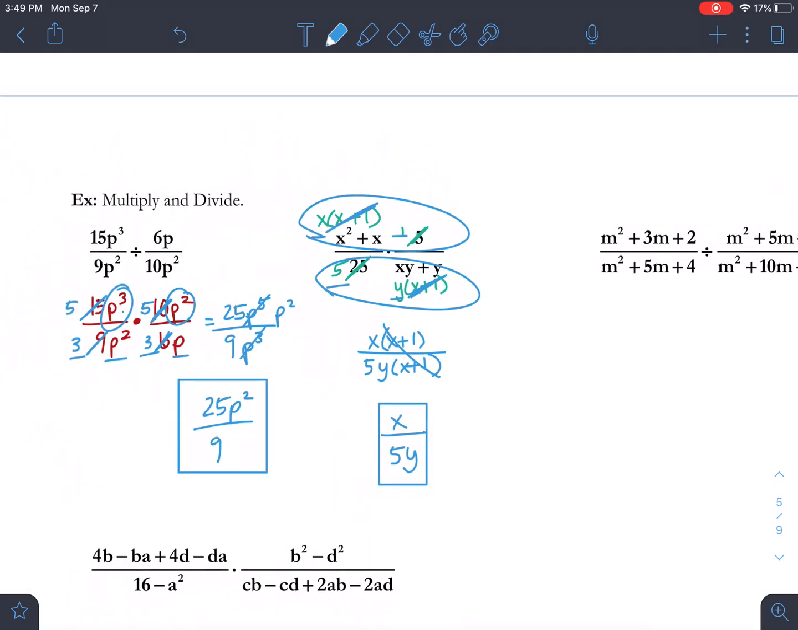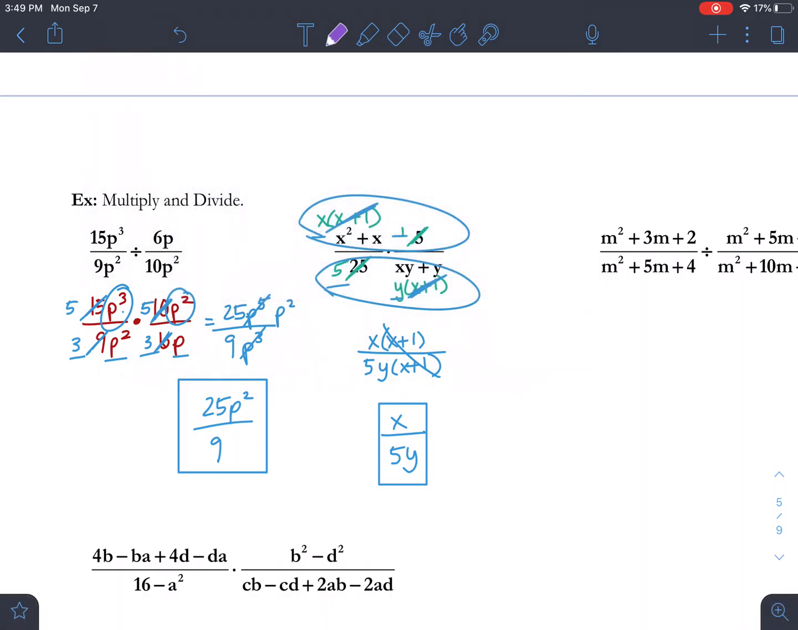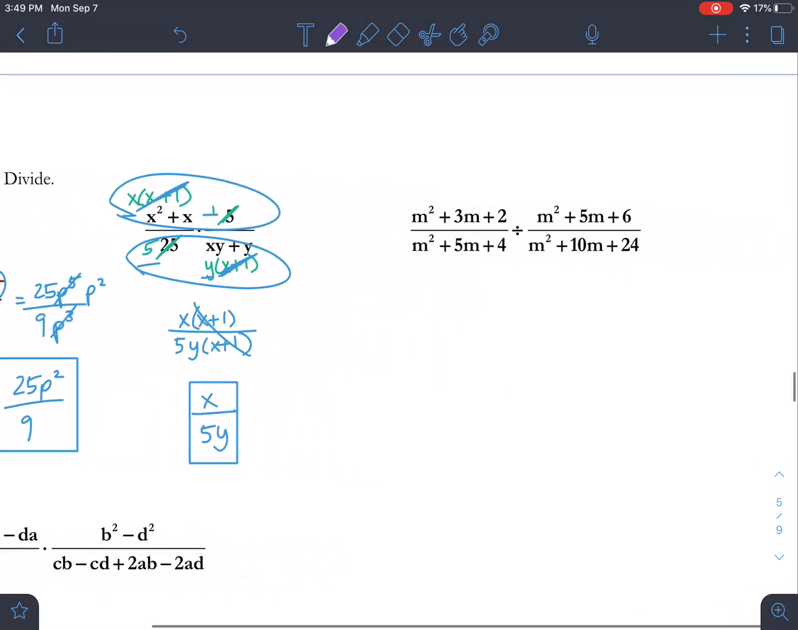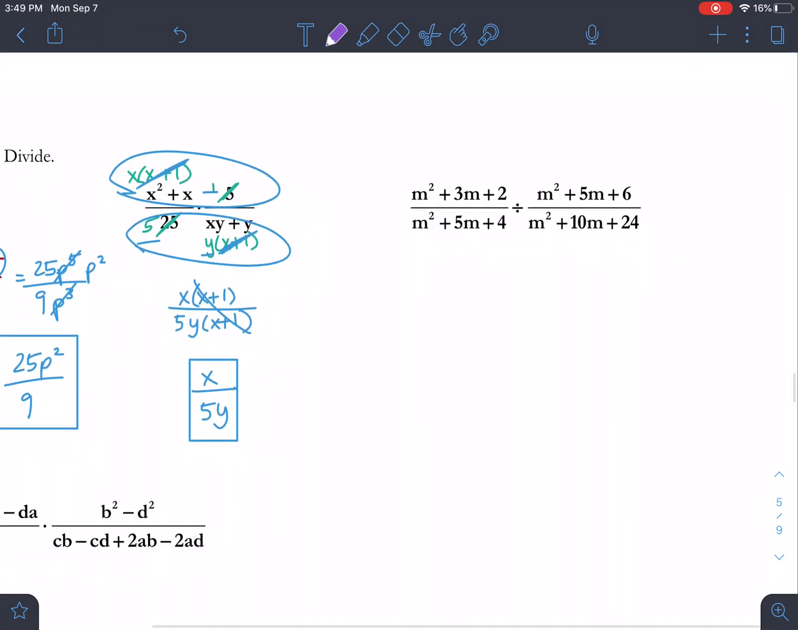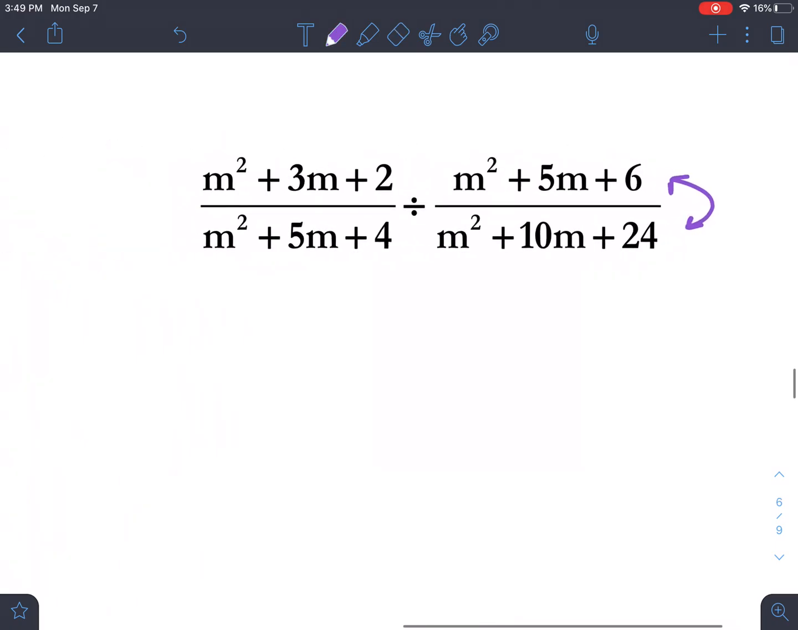Okay, and then let's try, like I said, we're going to try one more, save one fun one for class, and be good to go here. So you look at this. You do not cancel out the m squareds. You would never do that. You promise. You pinky promise me you won't do that. Okay, no canceling out pieces. You see this and you're like, every single time we factor. So let's start off with some factoring. I also notice I have division, so I also know I'm going to end up flipping this fraction.